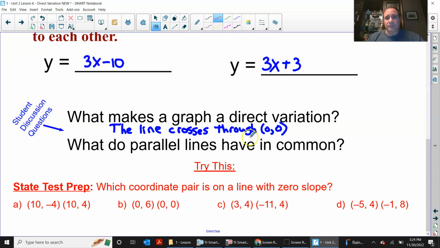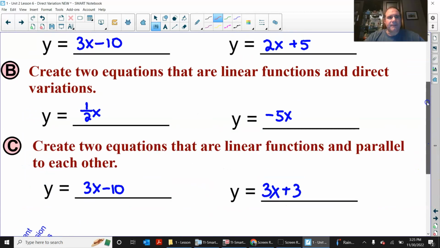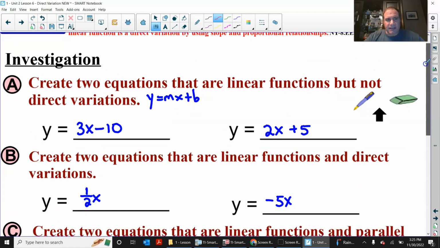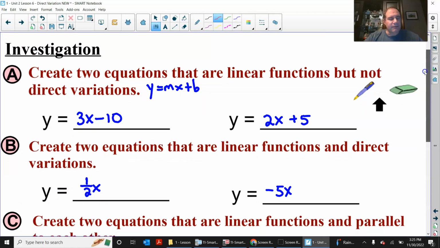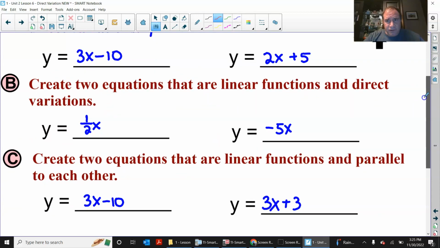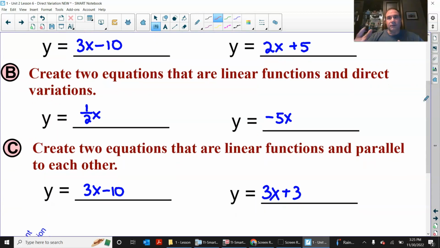Right? So when a graph crosses through (0, 0), you know that it is a direct variation. Okay? So just remember, create an equation that is a linear function but not a direct variation. You have y = mx + b. Create two equations that are linear functions and direct variations. The y-intercept must be 0, so that's why it's y = 1/2 x, y = -5x.